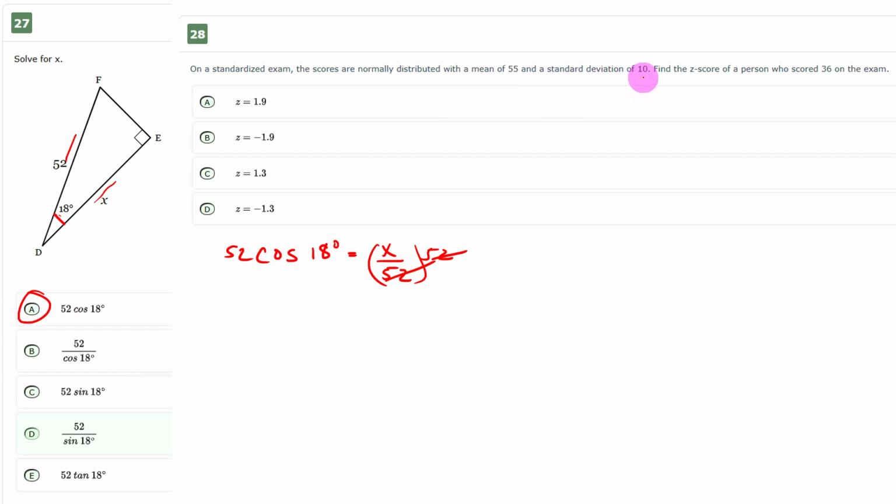Mean of 55, standard deviation of 10, find the z-score for somebody who got a 36. So it's observed 36 minus 55 over 10. And we get -1.9. 36 minus 55 is -19 over 10, -1.9.